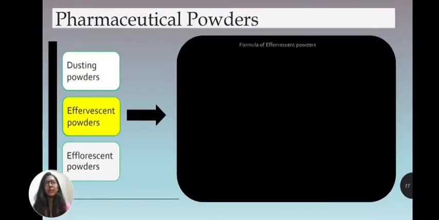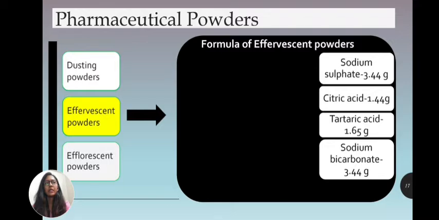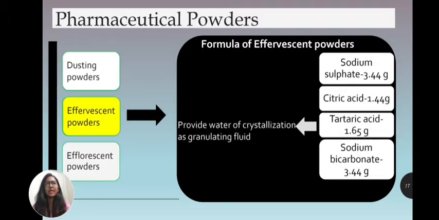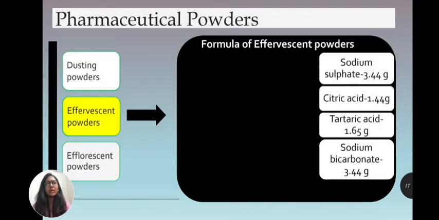Now let's see the formula of effervescent powder. It includes sodium sulfate, which acts as a saline laxative; citric acid, which imparts acidic taste and provides water of crystallization as a granulating fluid; tartaric acid, which also provides water of crystallization as a granulating fluid; and sodium bicarbonate, which acts as a base.